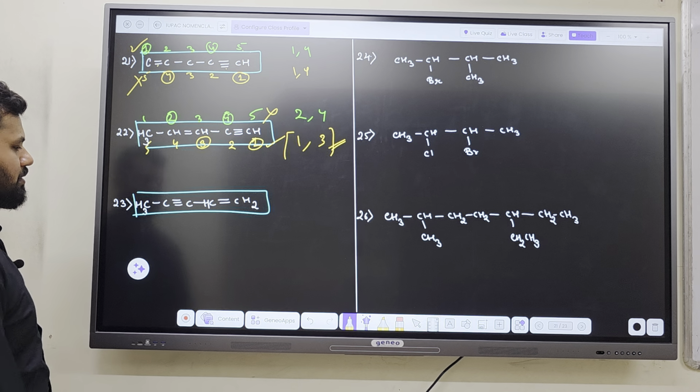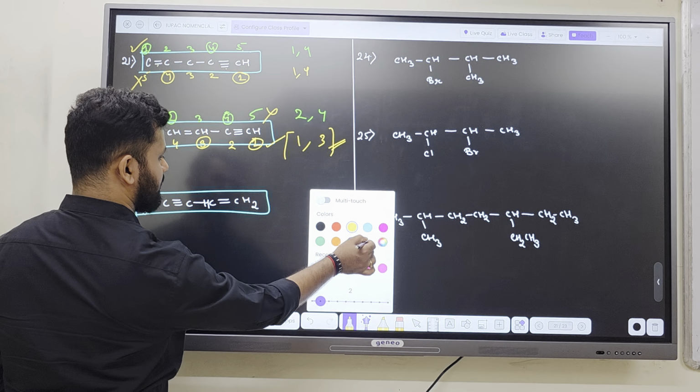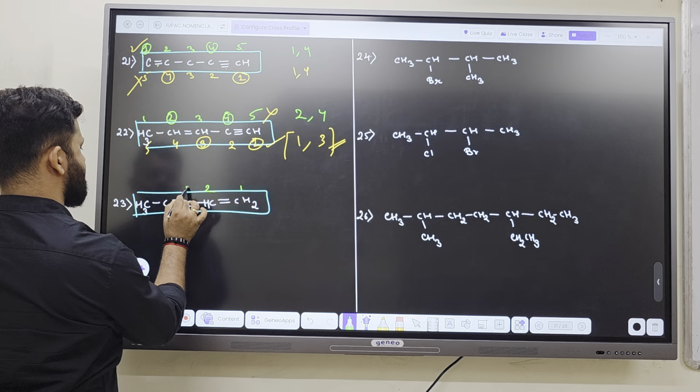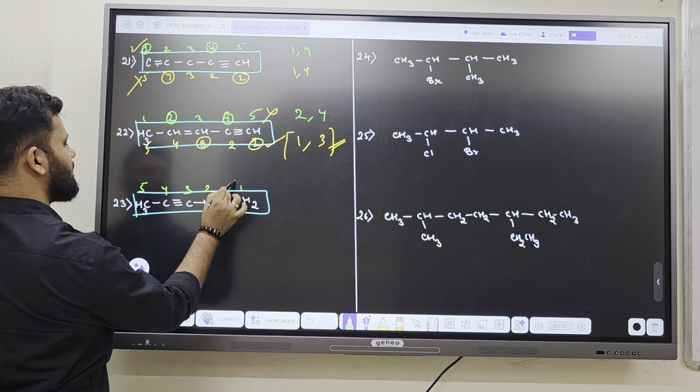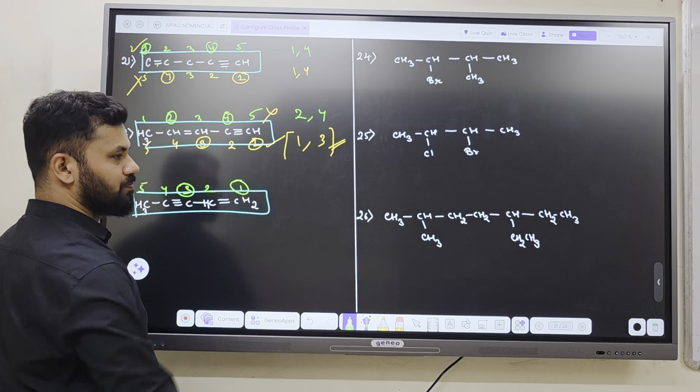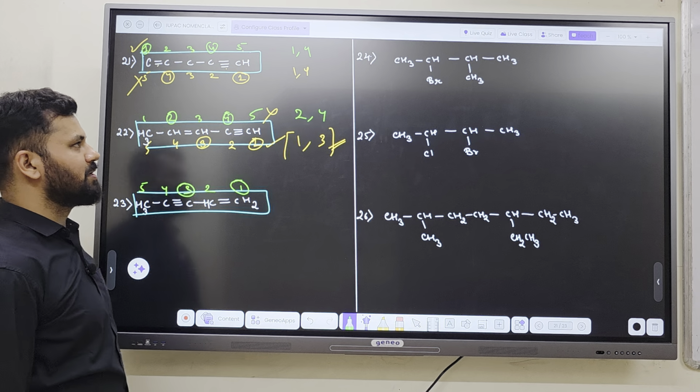This one, now it's quite simple for you. Sir, the double bond occurs first. The set of locants is 1, 3. The opposite way, it is 2, 4. So 1, 3 will be preferred.